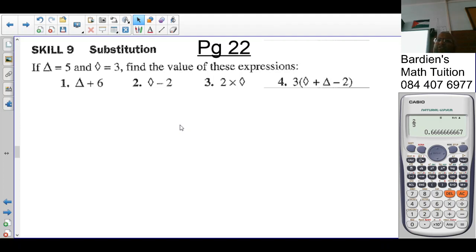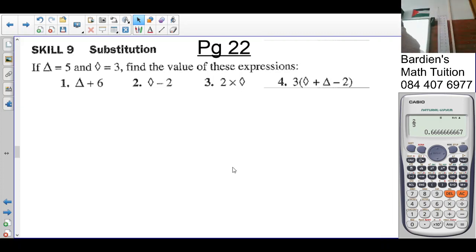So in number 1, what do you think we're going to do there? We're going to replace the triangle with a 5, and then we're going to do the addition. So do that quickly. And then you do number 2, 3 and 4 quickly. You need to pause quickly. Okay, at this point you guys are done.